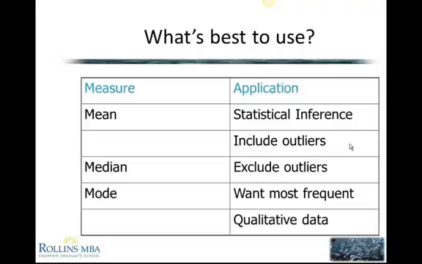And then lastly, the mode. Well, when all we're interested in is the most frequently occurring value, the mode is the way to go. And when we talk about qualitative data or categorical data, the mode really is our only option, because the mean and the median don't really apply to qualitative data.